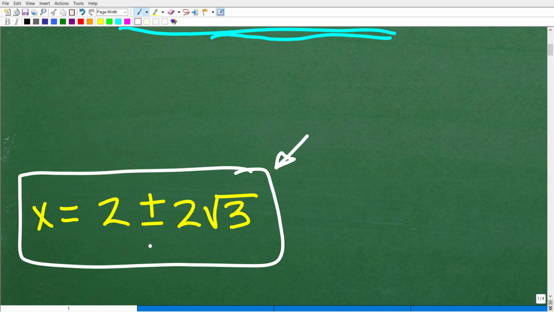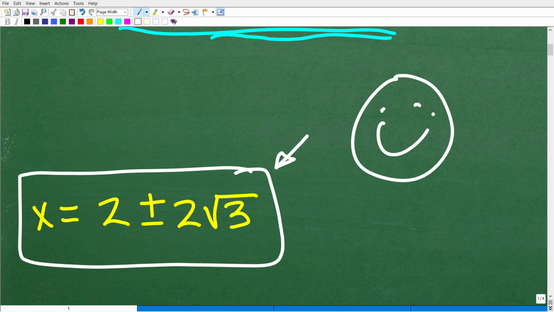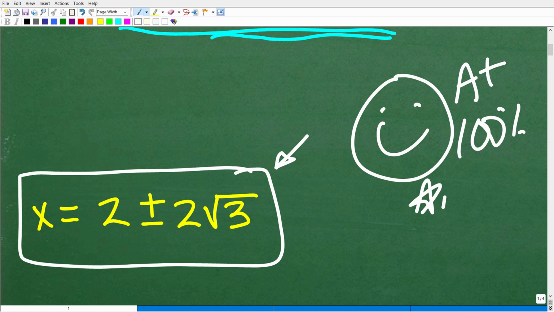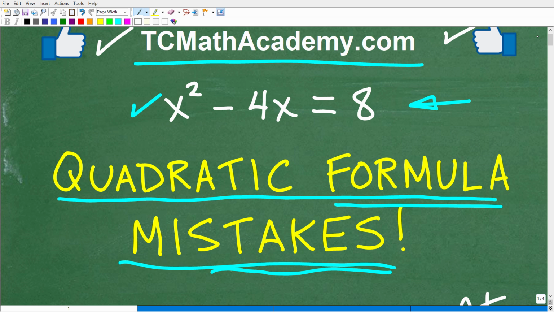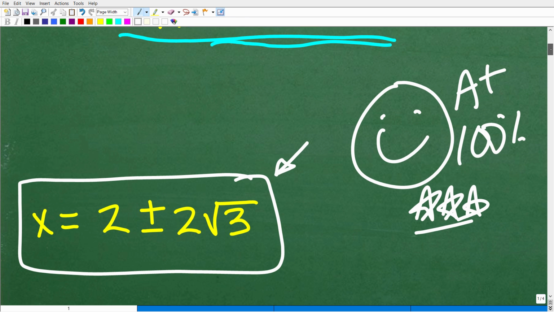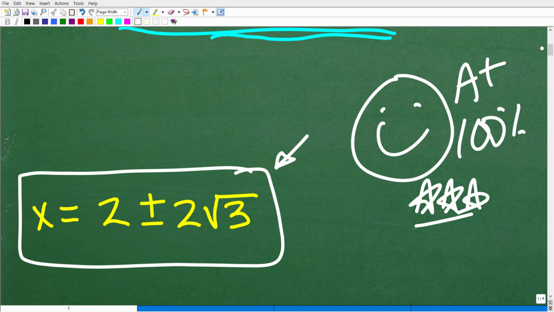But if you got this as your final answer, wow, we must celebrate by giving you a nice little happy face, an A plus, a 100%, and multiple stars. So you can brag to your friends and family that indeed you can solve quadratic equations by using the quadratic formula step by step. And when you tell your friends and family that, they'll be like, well, that's good for you. I have no idea what you're talking about. Let me get back to my Netflix. But, anyways, in all seriousness, if you got this right, that is fantastic.